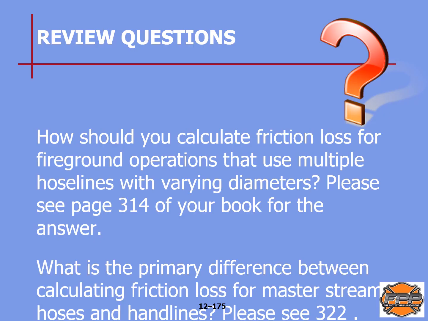Some review questions. How should you calculate friction loss for fireground operations that use multiple hose lines with varying diameters? Please see page 314 of your book for the answer. The next question is, what is the primary difference between calculating friction loss for master stream hoses and hand lines? Please see page 322 of your text.